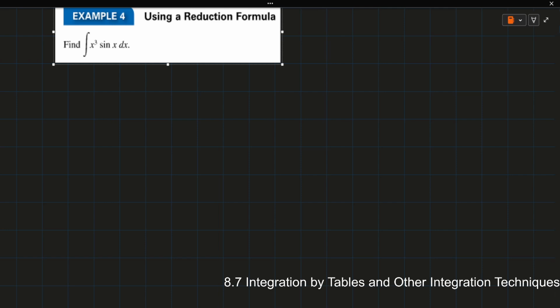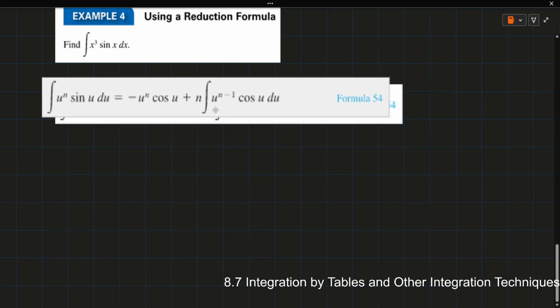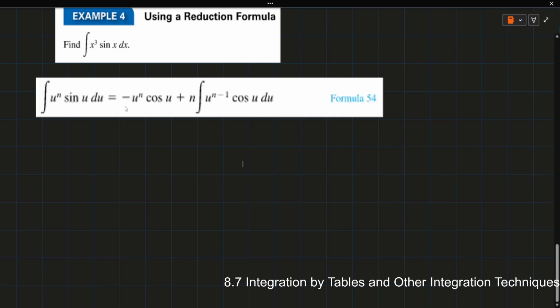The book nicely summarizes some stuff for us here. This looks like the first one we can use. Formula 54 in the tables: the integral of u to the n sine u is equal to negative u to the n cosine u plus n times the integral of u to the n minus 1 cosine u. Let's look at what that means.